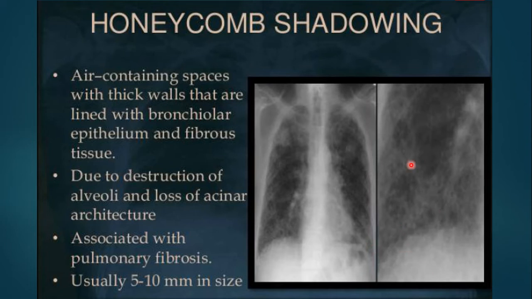For example, you can see in this magnified view of this chest x-ray, first of all, the chest x-ray is obviously abnormal. It is a dirty chest, with a bilaterally diffuse interstitial pattern. And if you look at the right lower lung zone, in the magnified view, you can see these spaces here, here, here, just like the honeycomb of the bees. Multiple small spaces that are lined with the bronchiolar epithelium. Histologically, these are the dilated bronchioles that cause the honeycomb shadowing. So when we see honeycomb shadowing, we know what we are talking about.